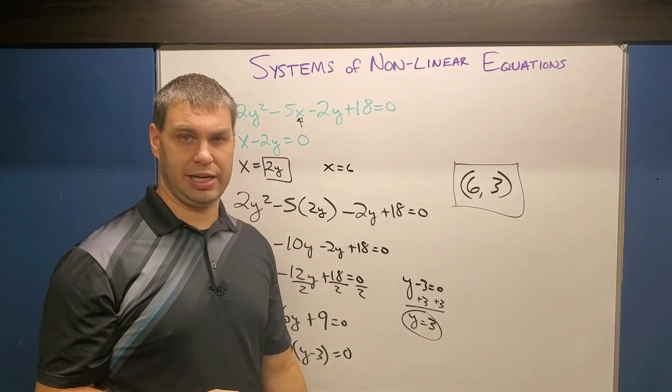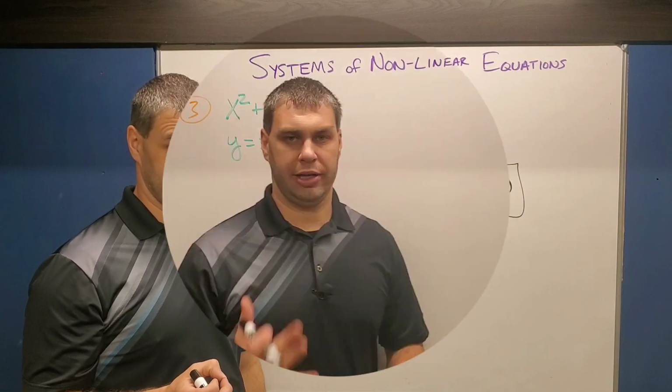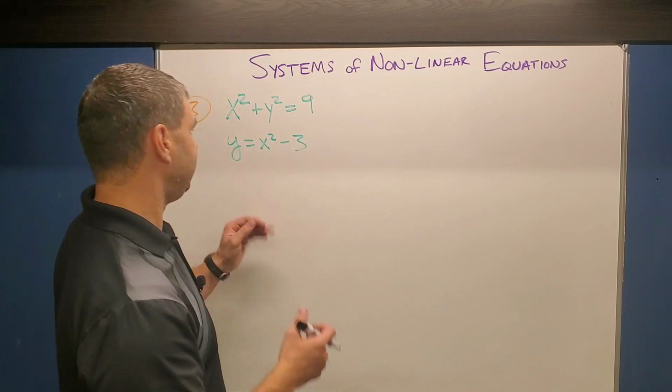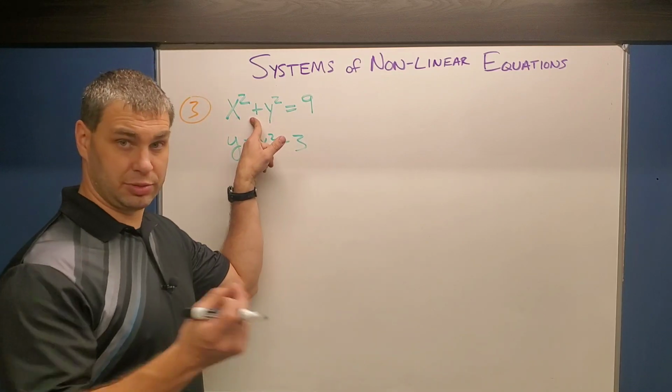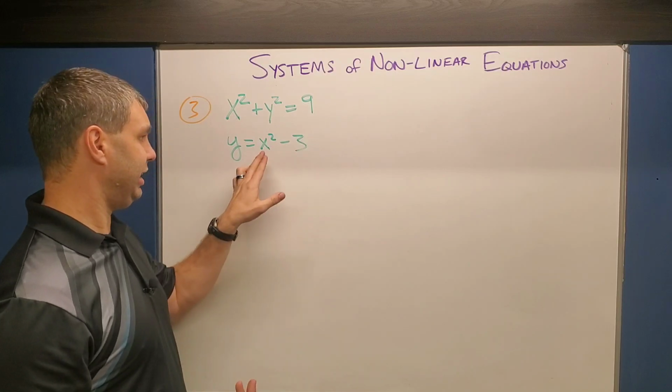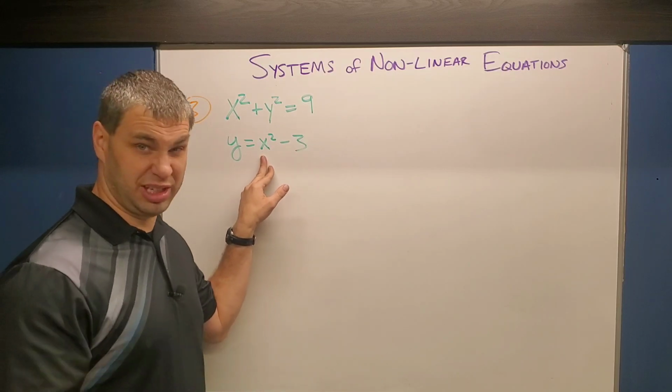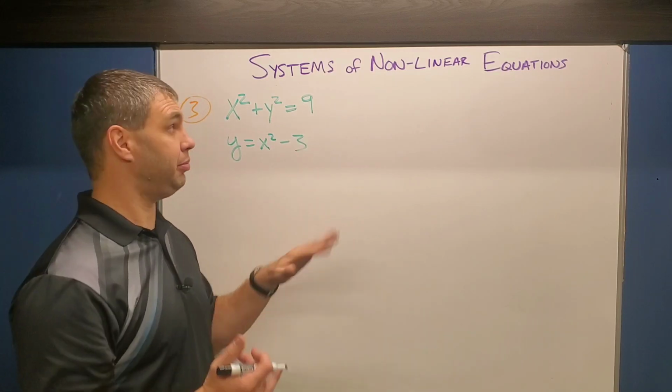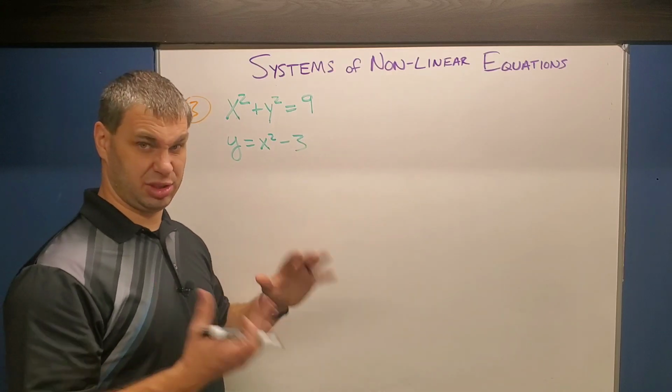All right, let's try one more that's going to be really tough. This last one we're going to do I think is the toughest because this is a circle. When you have x squared and y squared, if they're both squared, you're going to have a circle there. And then the other one is going to be a parabola. So we don't have a line this time that's intersecting. These are both going to be nonlinear, a circle and a parabola.